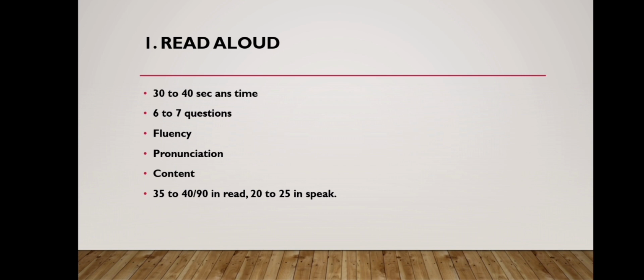First, read aloud. Time to answer the questions in this section is 30 to 40 seconds. Number of questions will be 6 to 7. Marks will be based on reading and speaking, 35 to 40 and 20 to 25 respectively. The main things to focus on to get a full score are fluency, pronunciation and content. Content means you should not skip even a single word in the paragraph given to you on the screen.